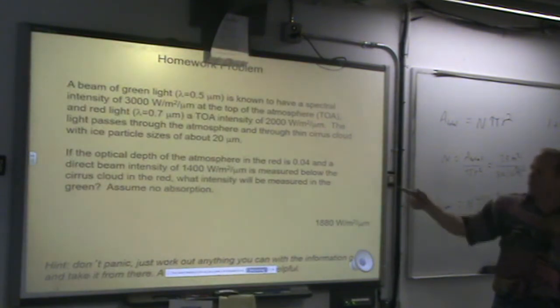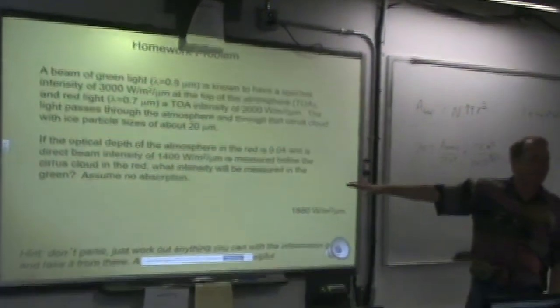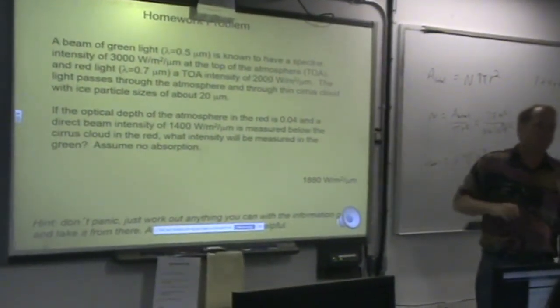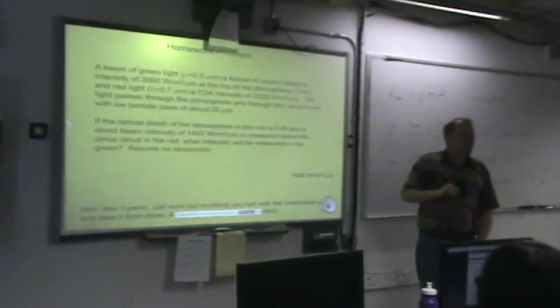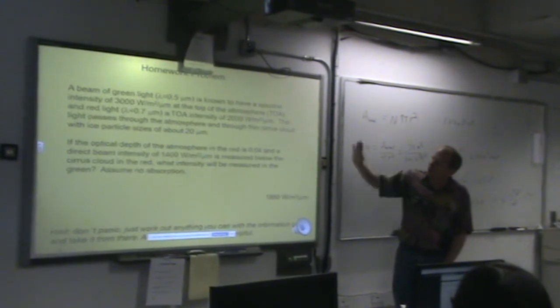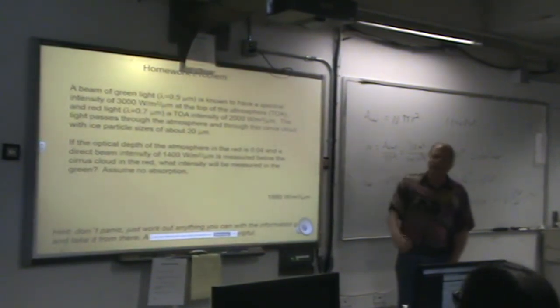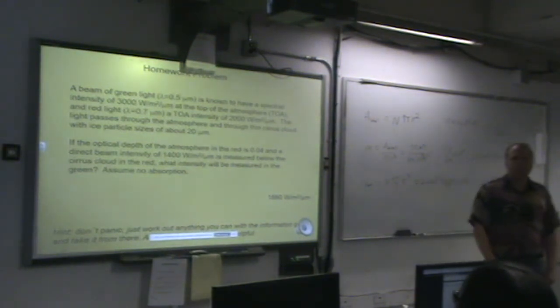And even though I just gave you a formula here, go ahead and use Beer's law for this, okay? Because you're familiar with that. If you want to have fun, you can use the other one for the scattering atmosphere. But let you use Beer's law for this. So you have a bunch of information in the red, figure out what's going to happen in the green. Okay? Any questions?